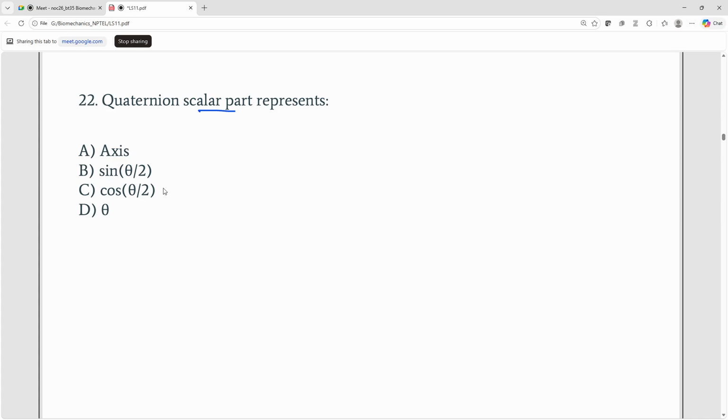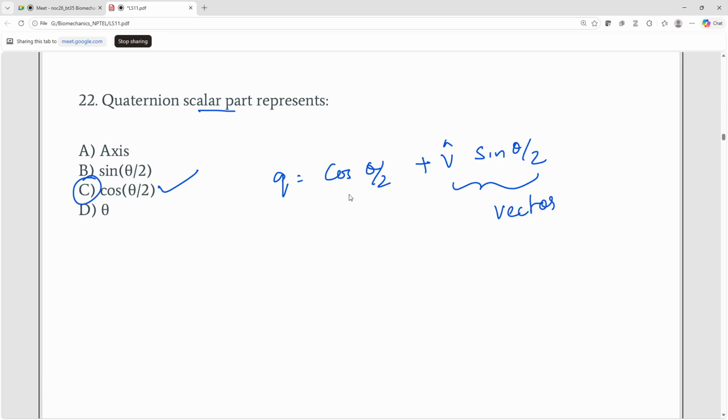We have seen this before. Answer is option C, cos theta by 2. Q is equal to cos theta by 2 plus P bar sin theta by 2. So this is the vector part, this is the scalar part. Scalar part is cos theta by 2.